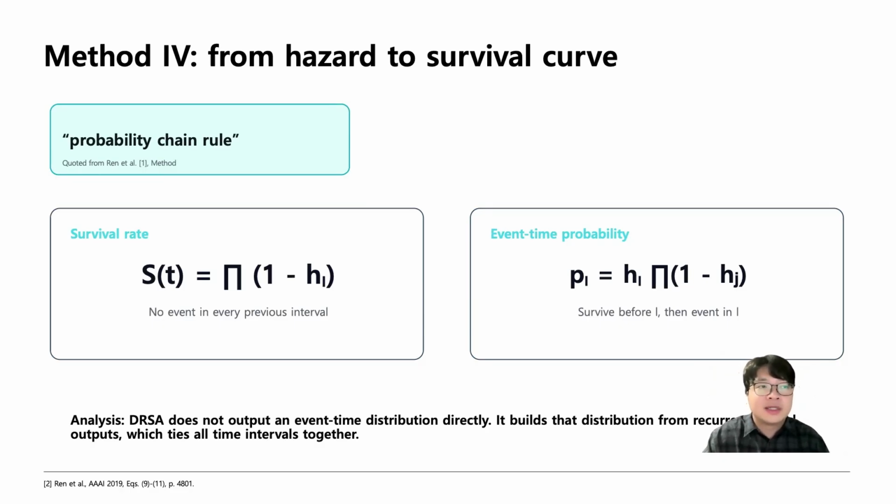This is where the probability chain rule becomes important. DRSA does not directly output the full event time distribution. Instead, it builds the distribution from recurrent hazard outputs. This connects all time intervals into a single sequential probability model.